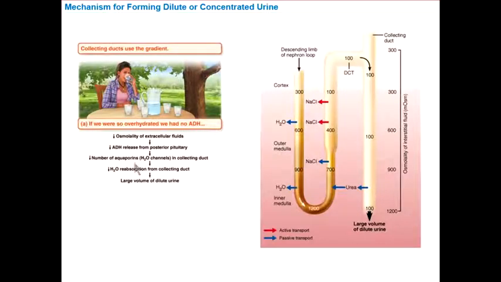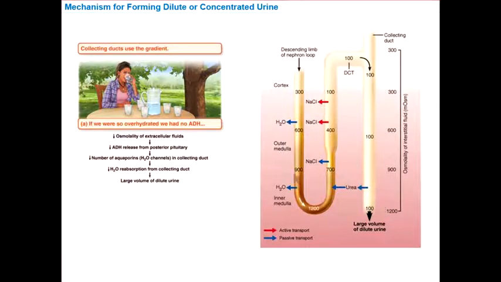So in this image here, someone is overhydrated, drinking a ton of water. They're in the shade, so they're not perspiring. So the osmolarity of your extracellular fluids is very low, so we're not going to need ADH. ADH is not released from the posterior pituitary, so that means there's no aquaporins, or very low number of aquaporins, because that's what ADH does. It puts in aquaporins, which are water channels for water to be released, but with very low ADH, there's going to be very few aquaporins in our collecting duct.